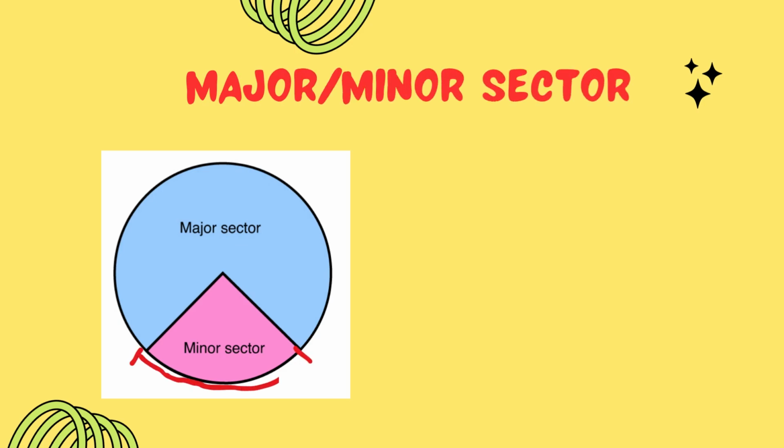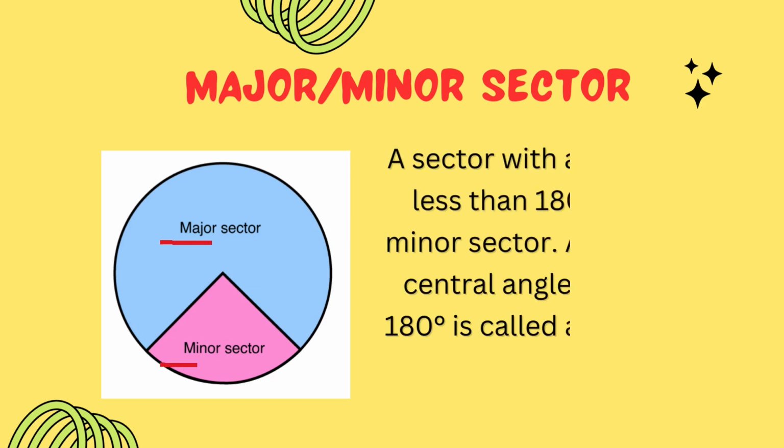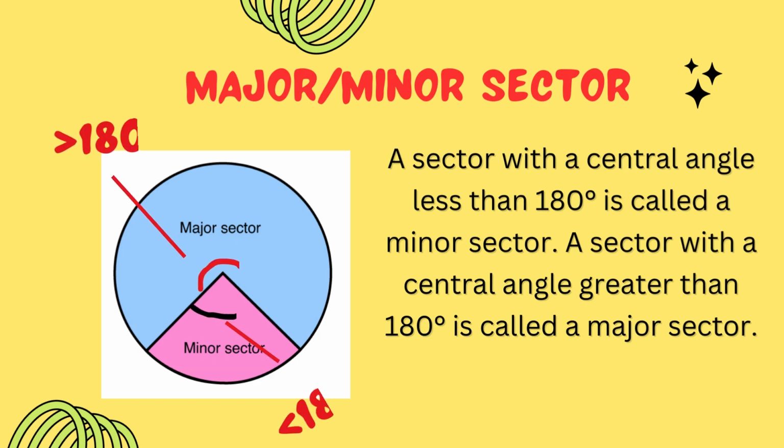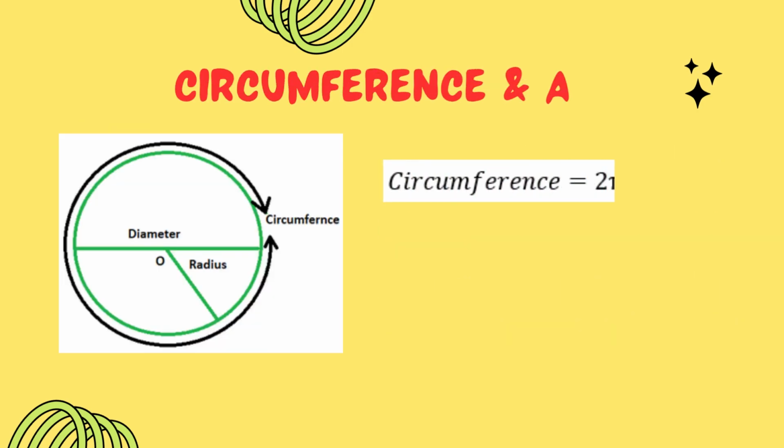Arc is a part of the circumference of the circle. So we can say the whole circumference is one arc. So here AB is an arc which divides the circle into 2 sectors. The smaller sector is called the minor sector and the larger sector is called the major sector. So the angle in the major sector is greater than 180 and the angle in the minor sector is less than 180. This is a formula to calculate the circumference of the circle, 2 pi r, and this is a formula to calculate the area of the circle, which is equal to pi r square.